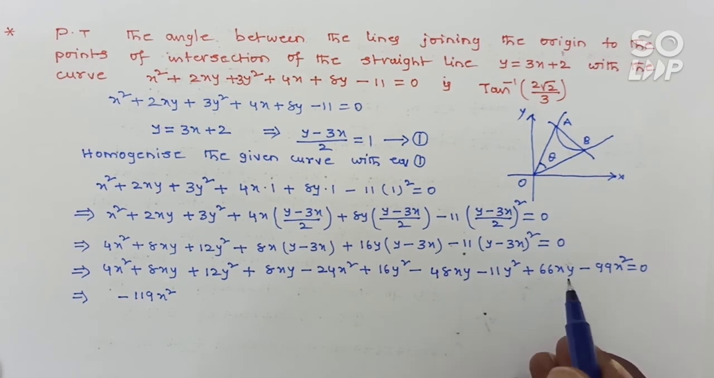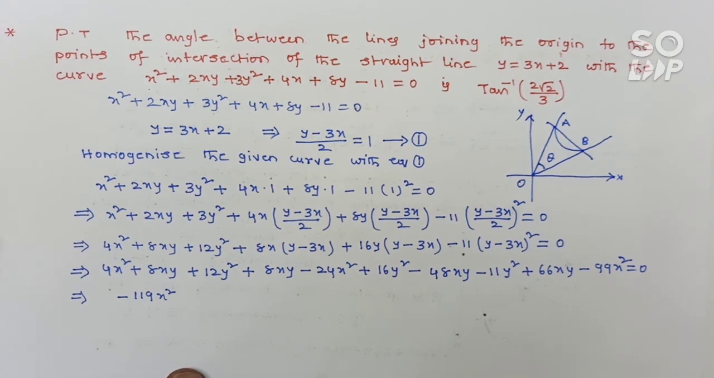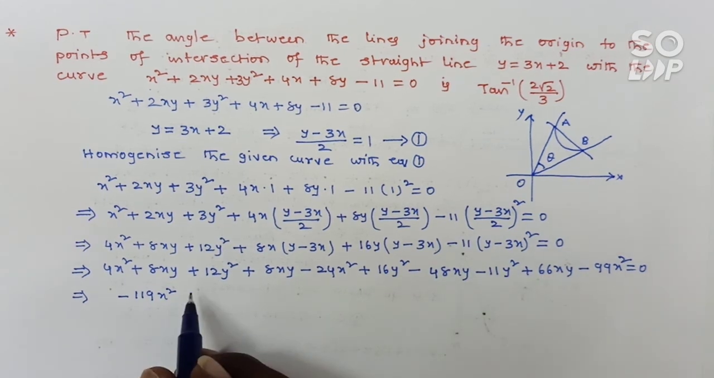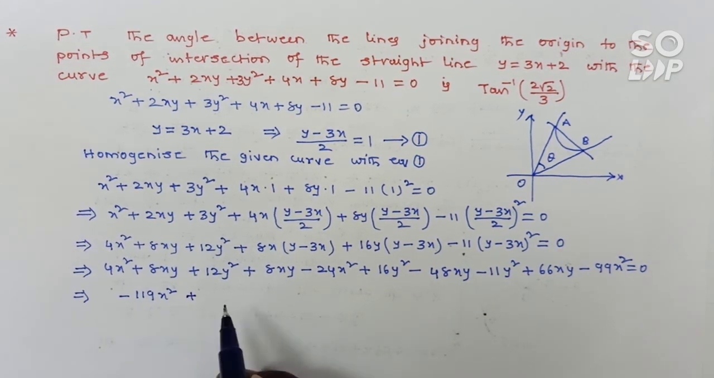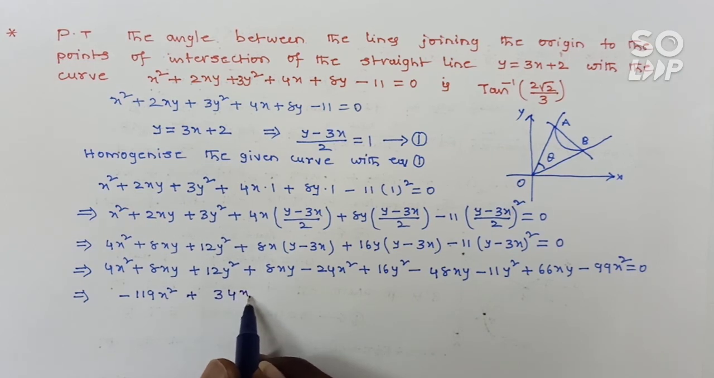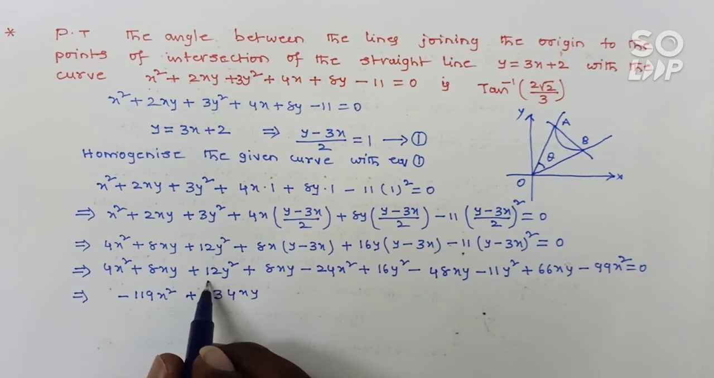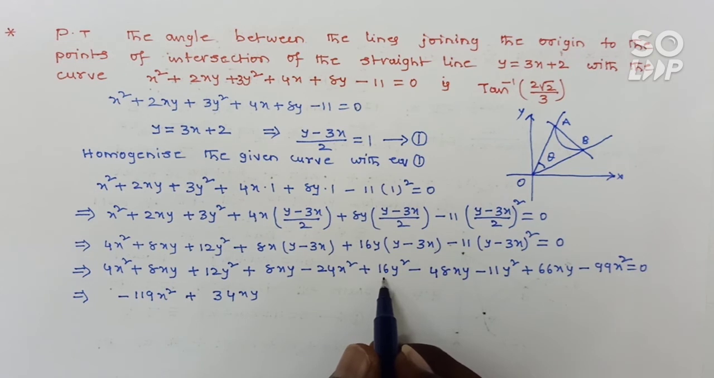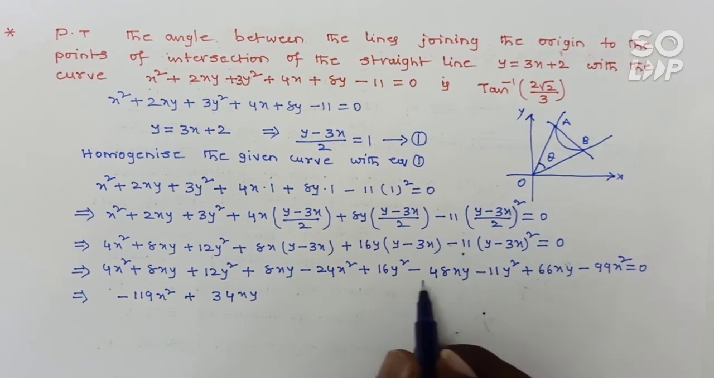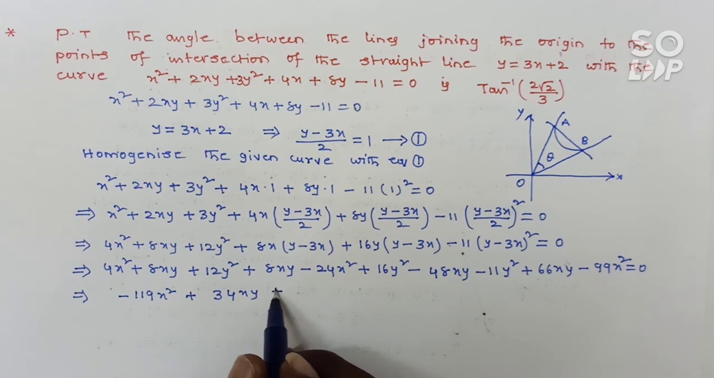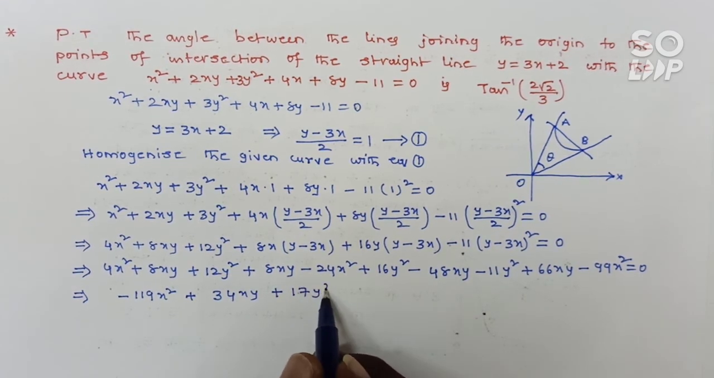Minus 32 plus 66 is how much? 66 minus 32 is plus 34, so 34xy. Next, the y² terms: 12y² plus 16y² minus 11y² is 5y², and 5y² plus 12y² is 17y², which is equal to 0.